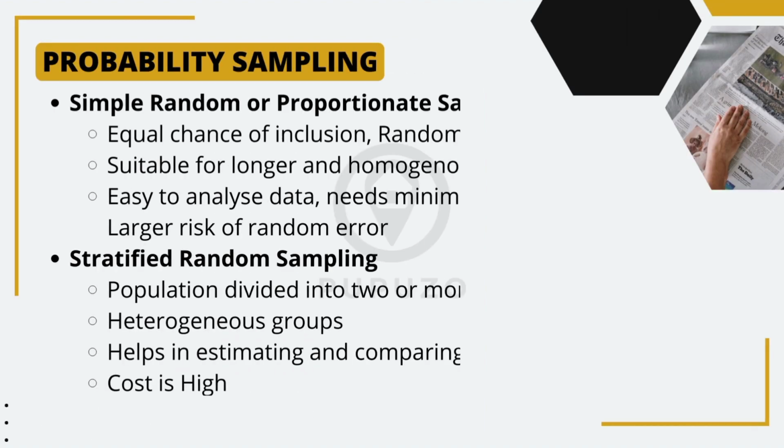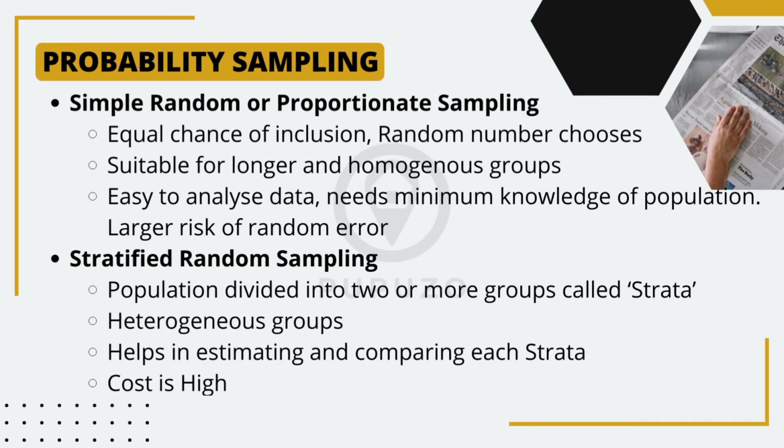Probability sampling. In probability sampling, each element in the population has a chance of being selected. It avoids personal bias and ensures fairness. Simple random or proportionate sampling. This method gives every element in the population an equal chance of inclusion. A random number generator is often used to select the sample. It works well for larger and homogeneous groups and requires minimal knowledge of the population. However, there's a higher risk of random errors.